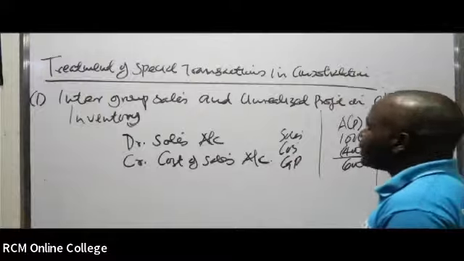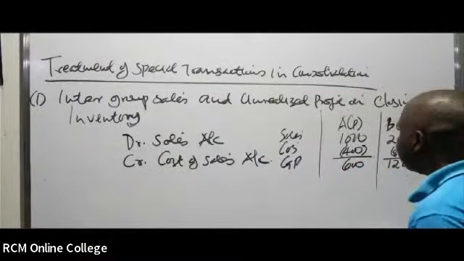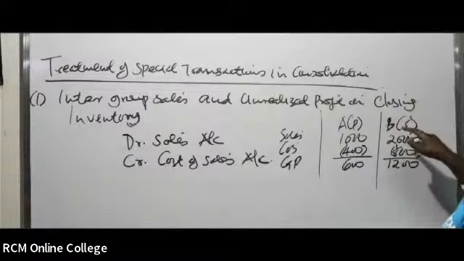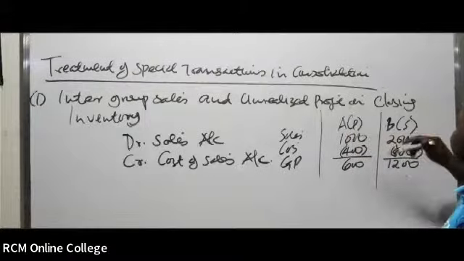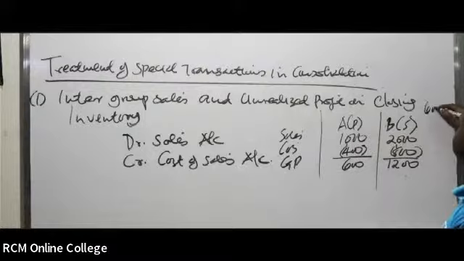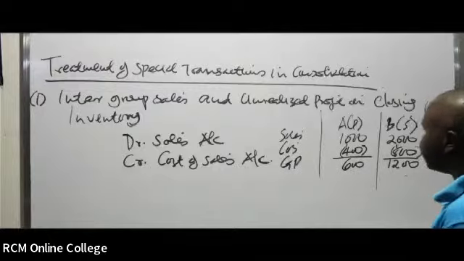So now, what will happen in the additional information? This is what they'll be able to tell you. They'll tell you, for example, maybe B sold goods to A, or maybe A sold goods to B, maybe let's say 60. They can tell you something like that, because that's what an intergroup sale means.